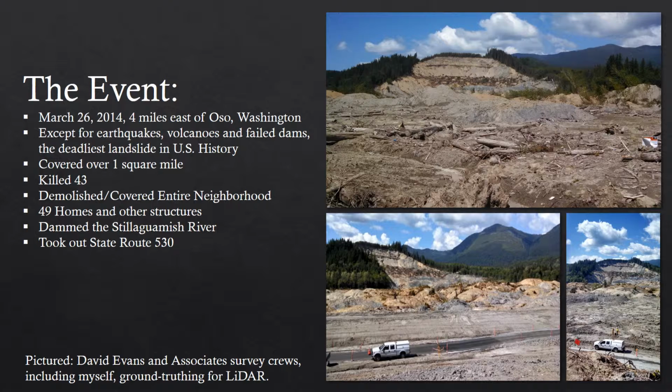So on March 26, 2014, this slide happened 4 miles east of Oso, Washington. Except for earthquakes, volcanoes, and failed dams, it's the deadliest landslide in U.S. history. It covered over a square mile, which might not sound like a lot, but when you think about how many people live in a subdivision in a 1 mile by 1 mile area, you realize how devastating that can be. It killed 43 people and just completely took out the entire neighborhood.